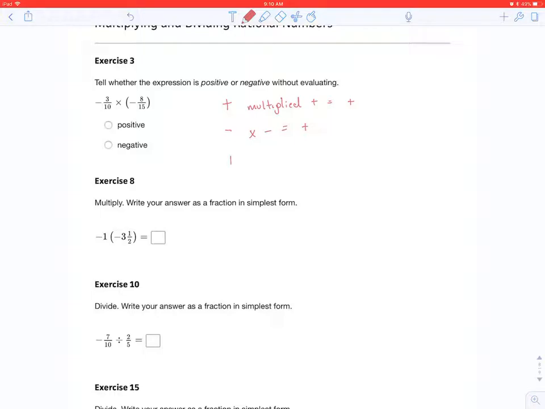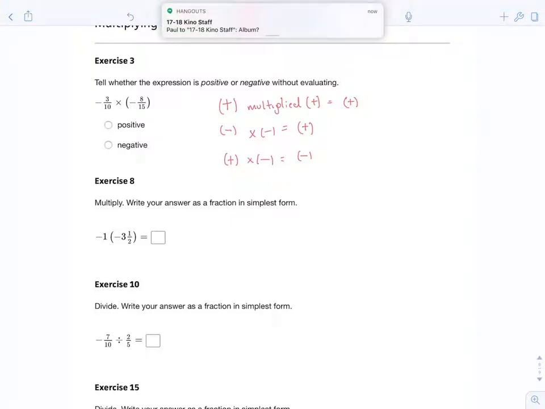And then lastly, a positive times a negative is going to equal a negative. Here we go. So just remember that positive times a positive equals a positive, negative times a negative equals a positive still, and then positive times a negative equals a negative.